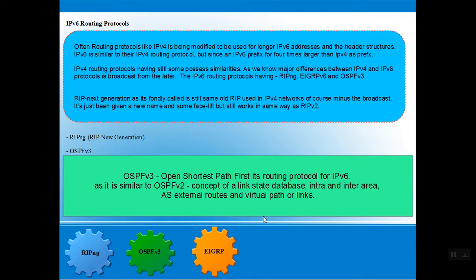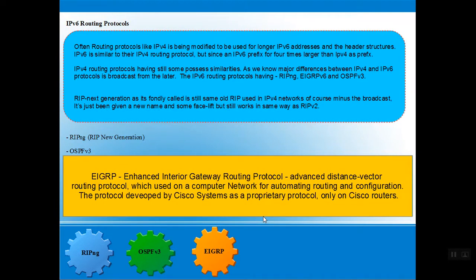Next we have EIGRP. It's an advanced distance vector routing protocol developed and used by Cisco. After OSPF, we have EIGRP, the enhanced interior gateway routing protocol. It's an advanced distance vector protocol developed for Cisco routers, and it automates the routing and configuration of the protocol.